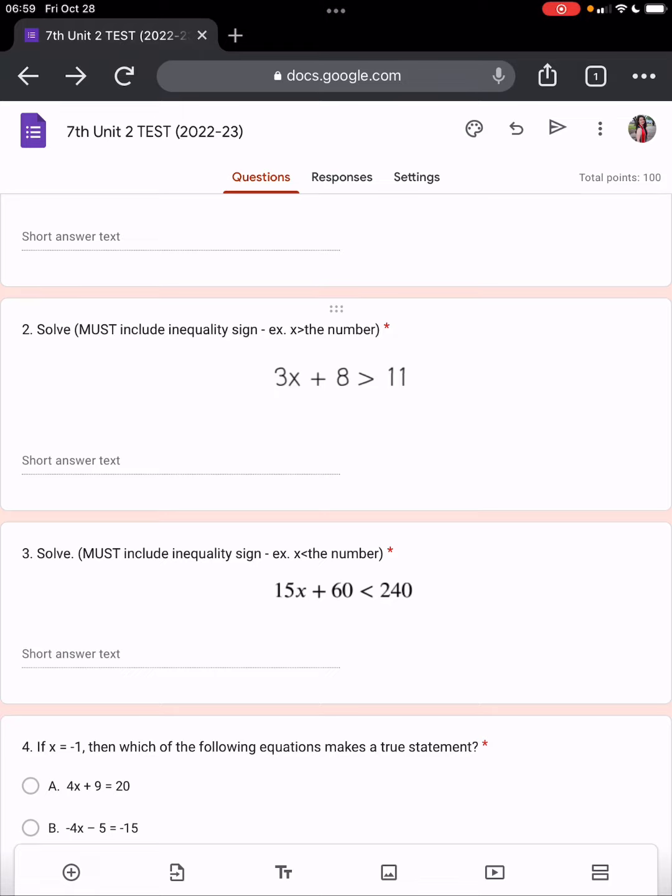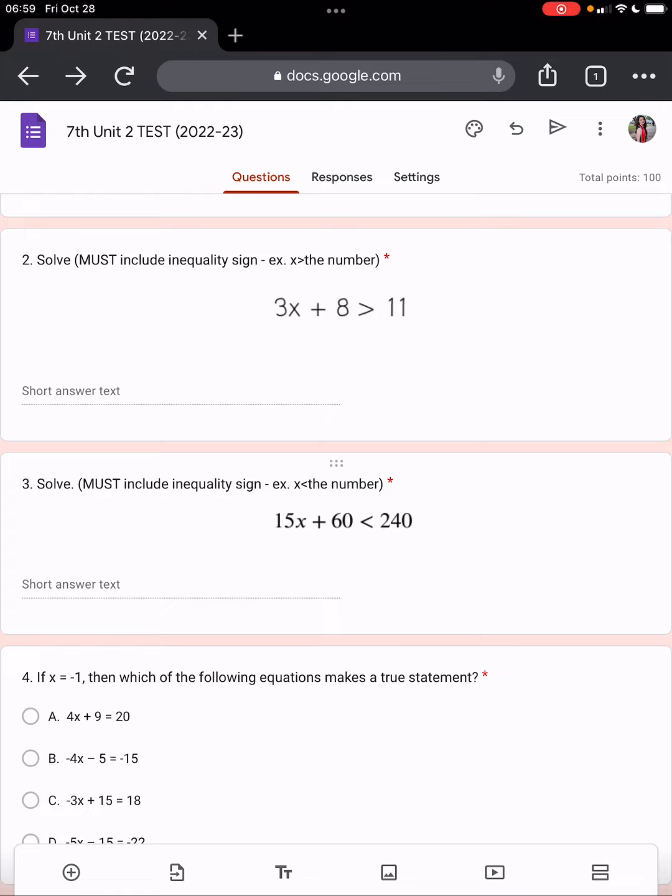Number 2. Solve. You must include the inequality sign. For example, if your answer is x is greater than the number, please make sure to include the greater than sign. 3x plus 8 is greater than 11.